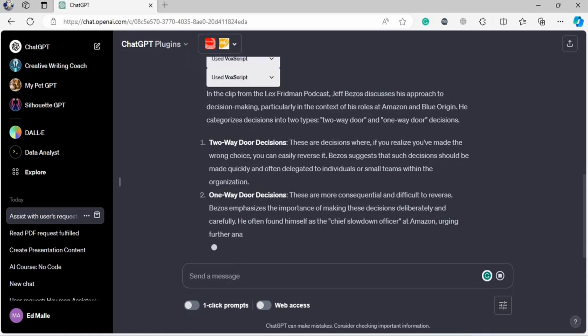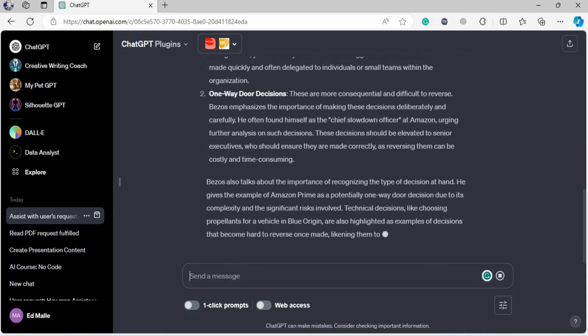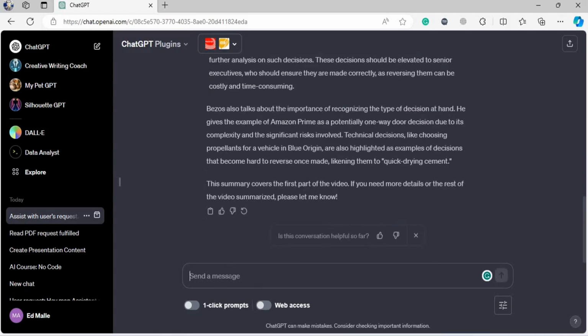In this clip, Lex Friedman and Jeff Bezos approach this thing. It was a two-way decision rule, one-way door, and so on. This thing happened. Folks, that is it. Within a fraction of a second, it can literally generate that kind of a thing.